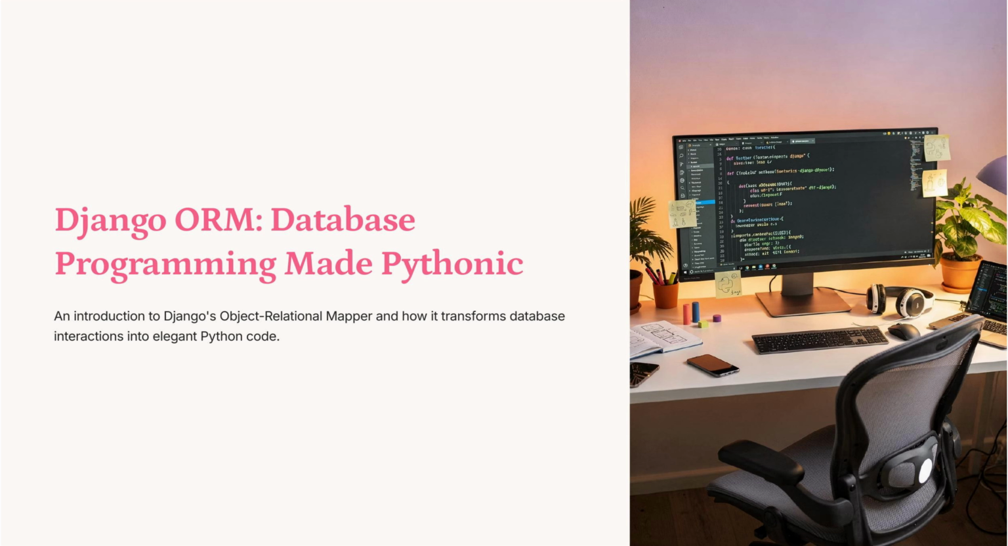Django's Object Relational Mapper revolutionizes database programming by converting complex database interactions into simple, elegant Python code. This presentation will explore the conceptual foundation of object relational mappers, delve into Django models, and cover efficient data retrieval with the QuerySet application programming interface. We'll also discuss create, read, update, delete operations, data relationships, and best practices for performance optimization.